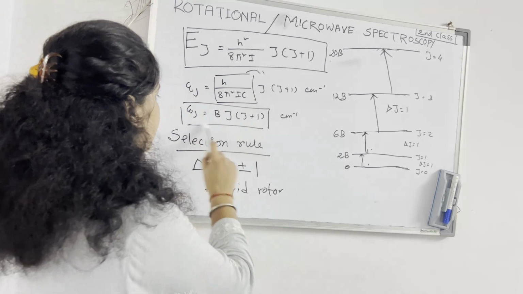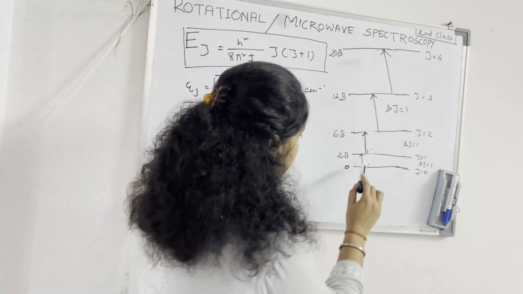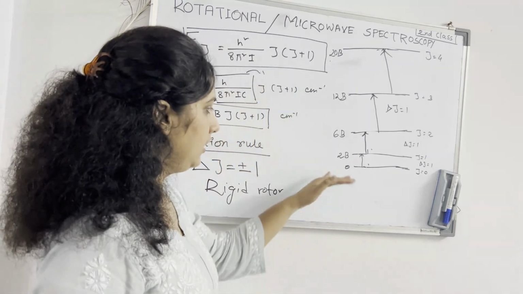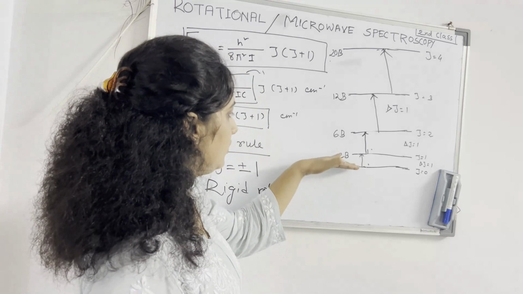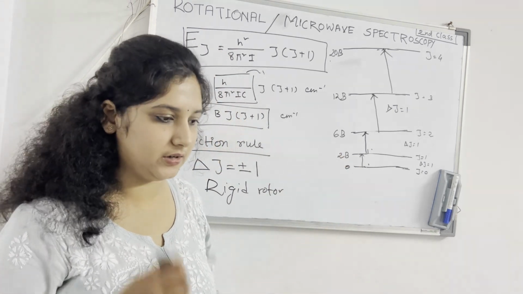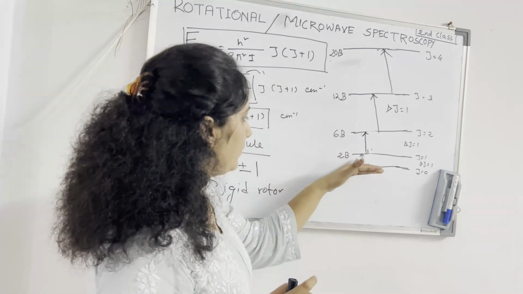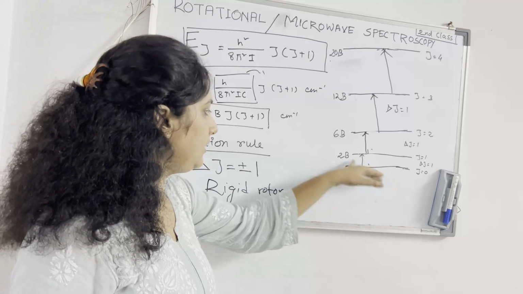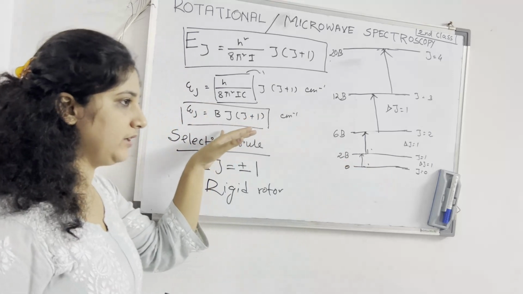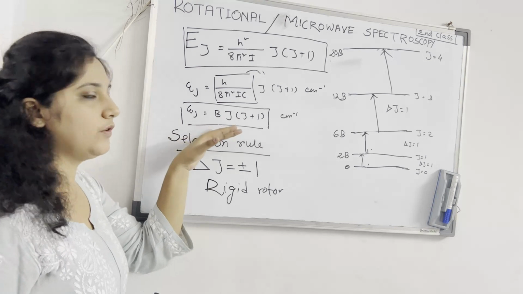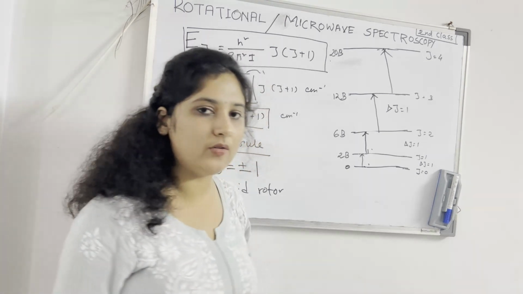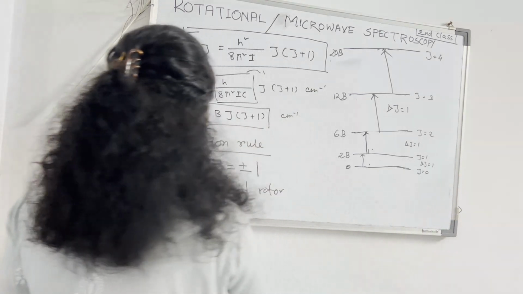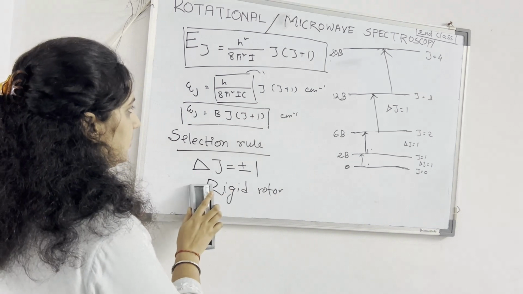Now from the energy expression we can calculate what this amount of energy is. That is, if a molecule is in the ground state, it will go to the first excited rotational energy state. For that, the amount of energy it will absorb can be calculated using this formula. So now I will show you how to calculate this. Okay, so the selection rule is del J is equal to plus minus 1. Please remember it.